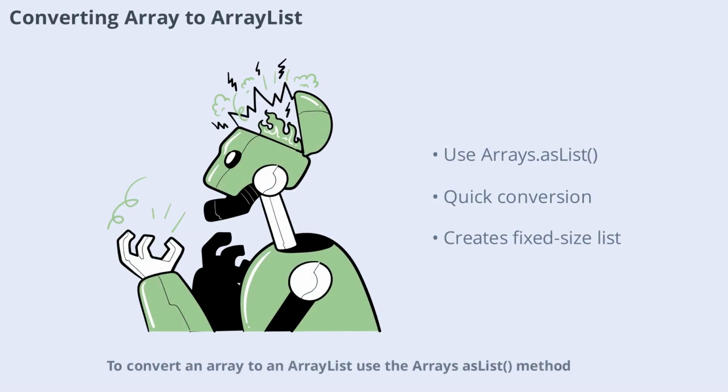To convert an array to an ArrayList, use the Arrays.asList method. This creates a fixed-size list backed by the original array. For example, Arrays.asList(temp) converts an array temp into a list. This method is handy for quickly turning arrays into more flexible list structures.